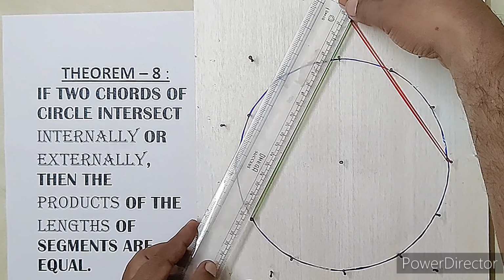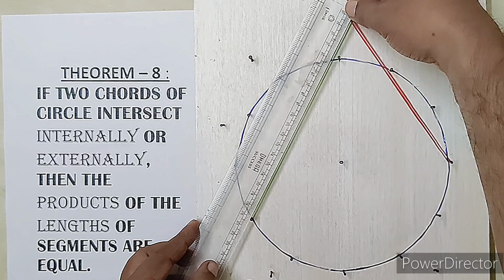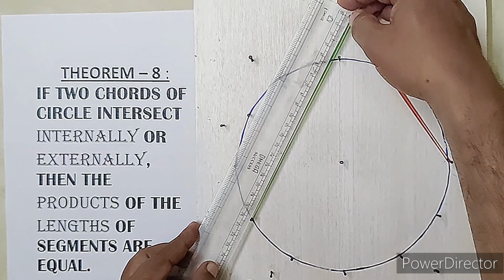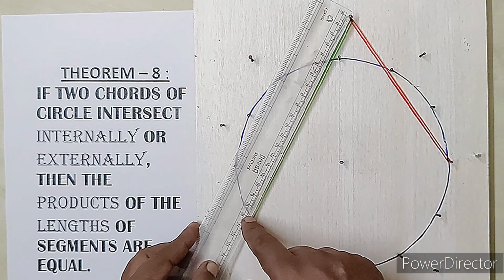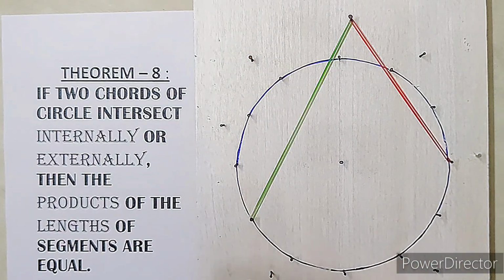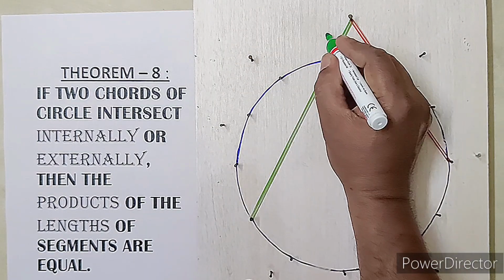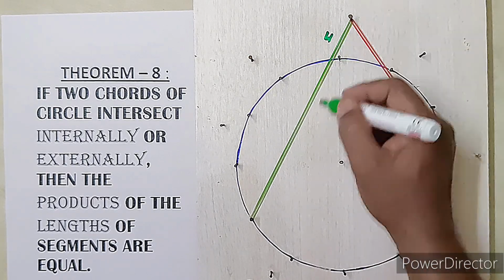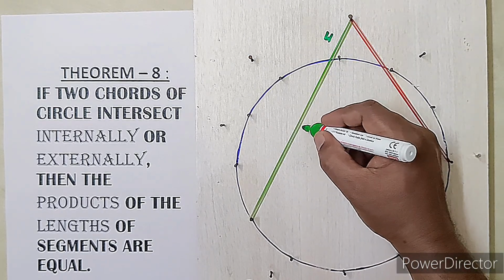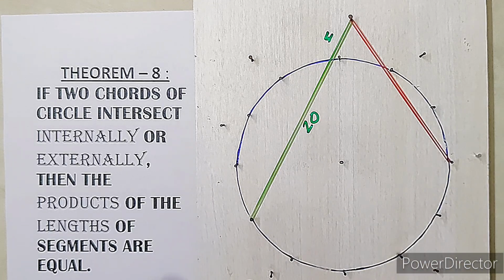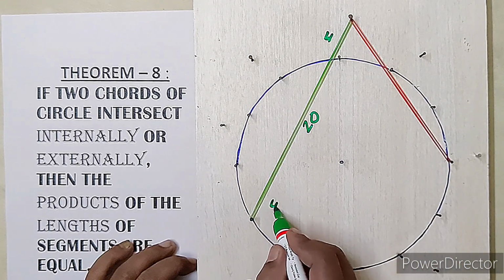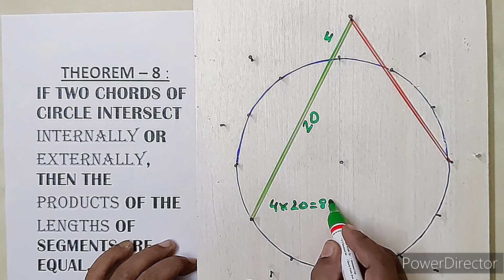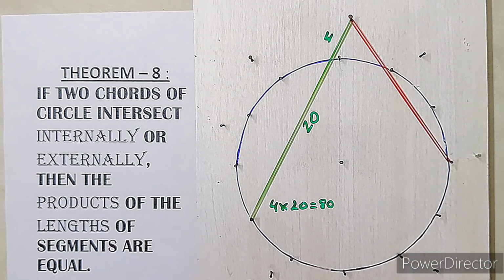So the measurement on putting the scale, from here till here, it is coming as 4, and from here till here it is coming as 20. So if I write this measurement here as 4, and this 20 is the entire length which is there, 20. So 4 into 20 gives me 80 centimeter square.